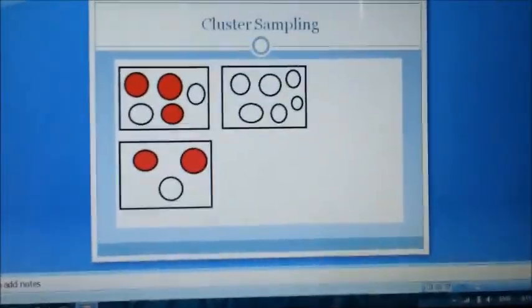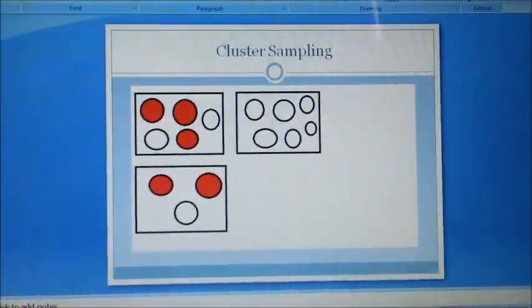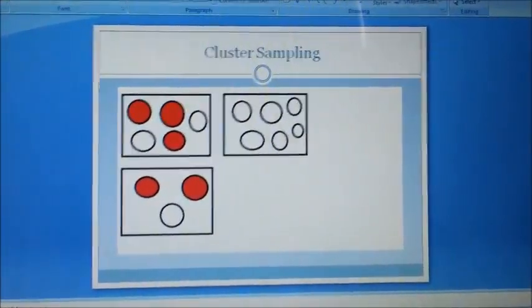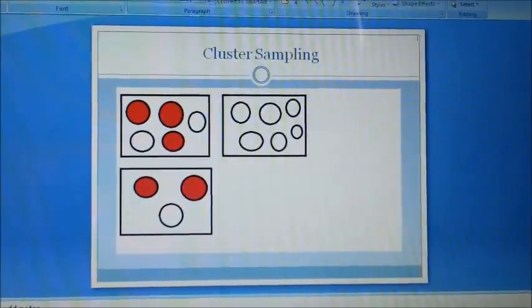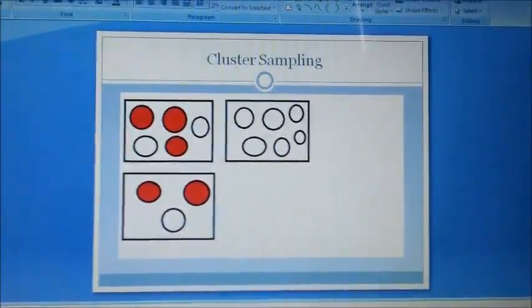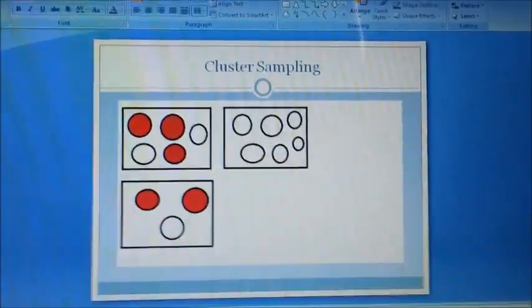Here's an example of cluster sampling. Here we have 3 different clusters. Only 2 of them have been picked to be used in the sample, and in the sample 3 elements from the first cluster are used and 2 elements from the third cluster are used.